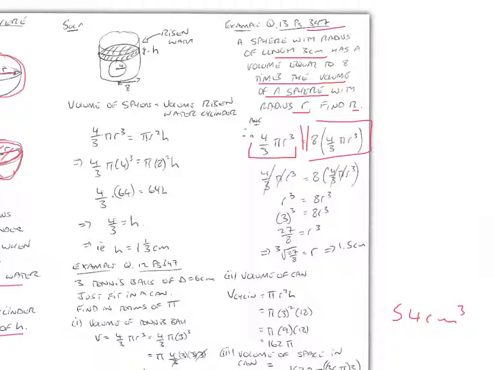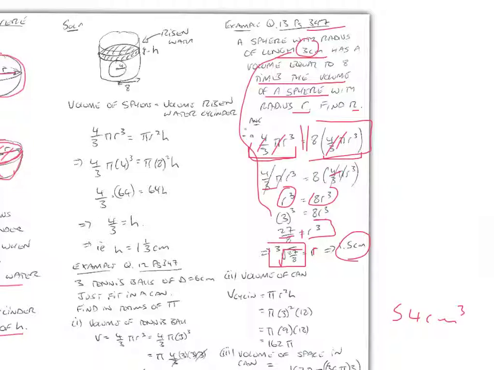Okay, so we equate 4 over 3 pi r cubed to 8 times 4 over 3 pi r cubed. These will all cancel out, the 4 over 3 pi's are gone, leaving r cubed equal to 8 r cubed. Now we know it's 3 in this case, so it's 3 cubed equal to 8 r cubed. 3 cubed is 27, divide both sides by 8, so 27 over 8 equals r cubed. So r must be equal to the cube root of 27 over 8, which is 1.5 on your calculator.